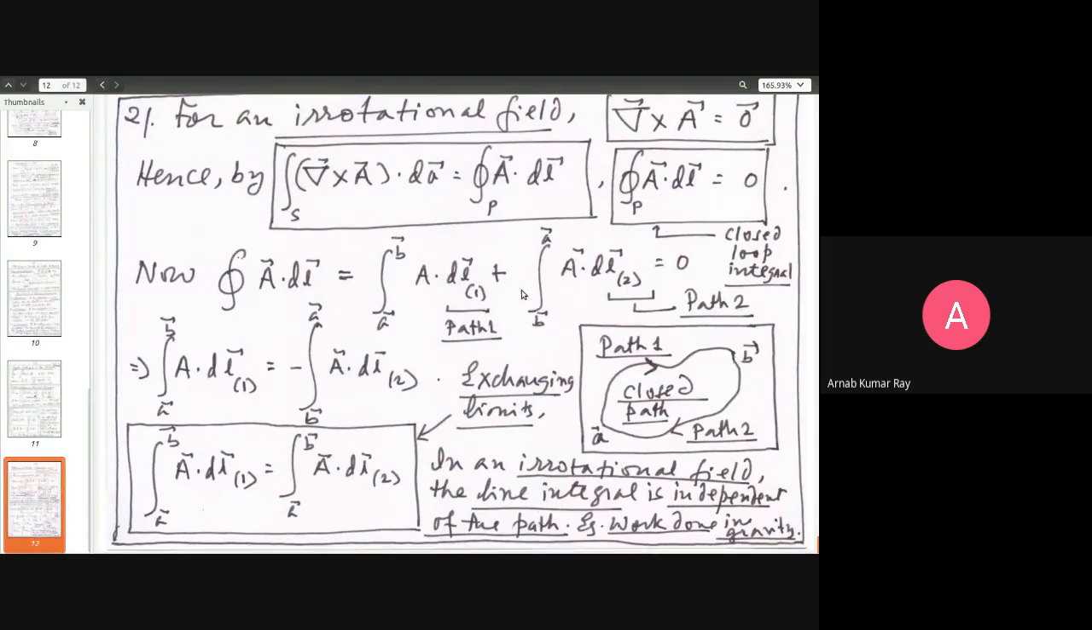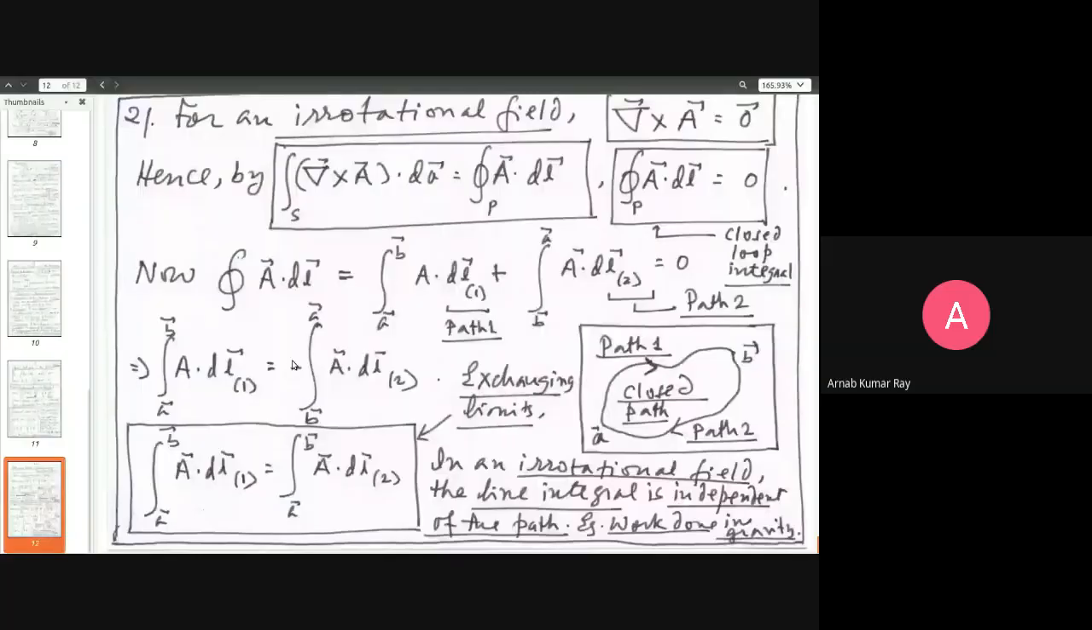Okay. And then what we do is that, look at this integral, this plus this is of course equal to 0 because A dot dl, the overall loop integral, is equal to 0. Okay, so A to B you have one is equal to this, I'm taking to the right hand side, minus A dot dl, you have got 2, B to A. Okay, so B to A with a minus sign.